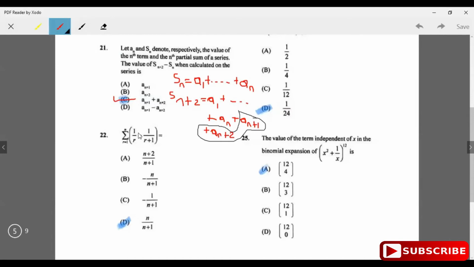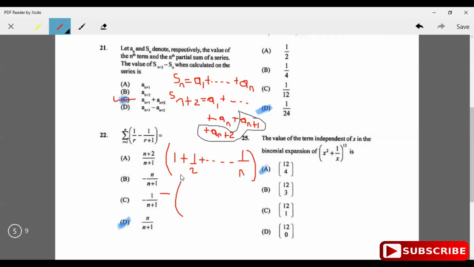Question 22 is a method of difference question. So we want the summation from 1 to n of 1 over r minus 1 over r plus 1. So let's find out the sum of 1 over r first. Putting r as 1, we get 1 plus a half plus a third, and we'll continue till we reach 1 over n. Then we're going to be subtracting.